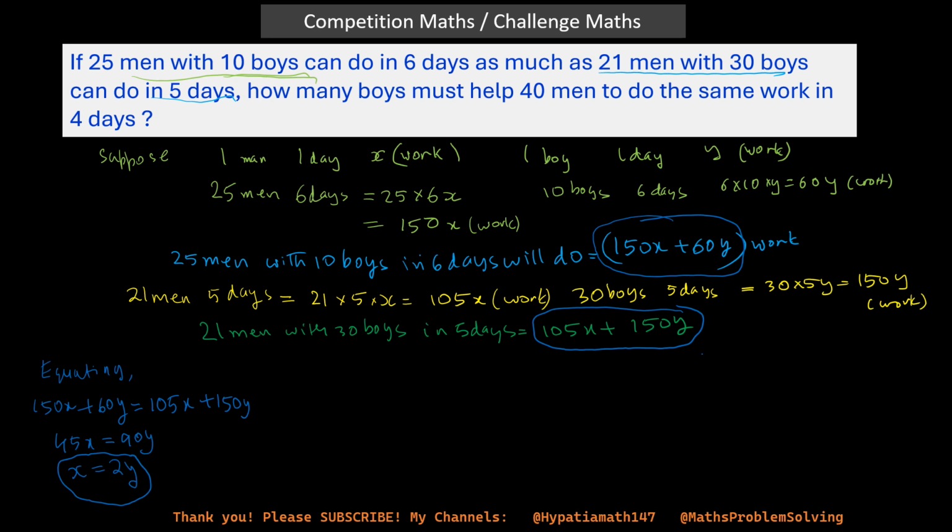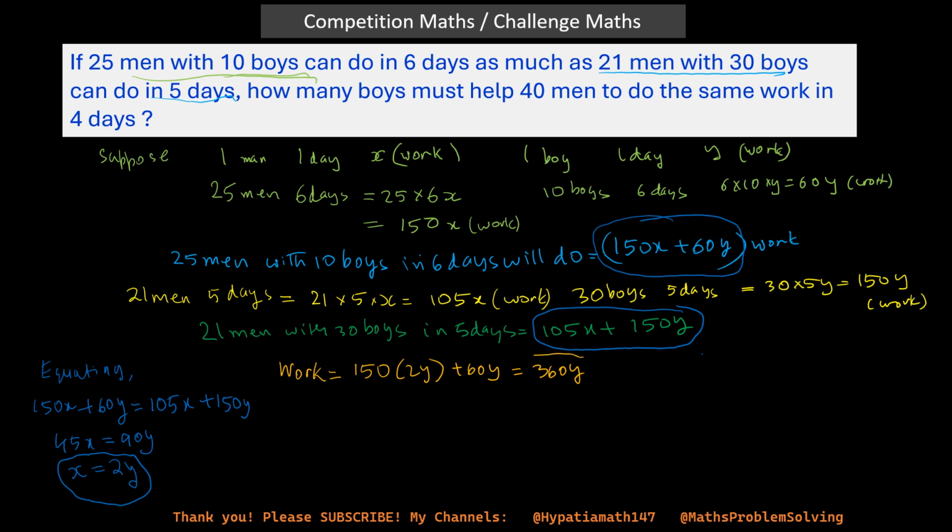So that's great. Now let's find the work in terms of one variable. We have it in terms of x and y, so suppose we have it all in terms of y. Then the work would be 150 times 2y plus 60y, and that is equal to 360y. So that is the work.